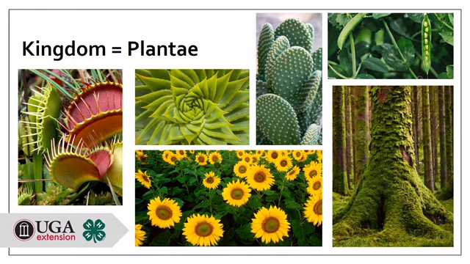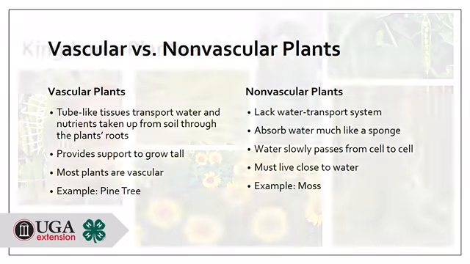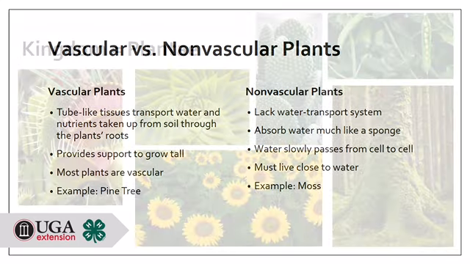Vascular versus non-vascular plants. Vascular plants have tube-like tissues that transport water and nutrients taken from the soil through the plant's roots. They provide support to grow tall. Most plants are vascular. An example would be a pine tree. All of the trees you see are vascular. They need that transport system to grow big and tall.